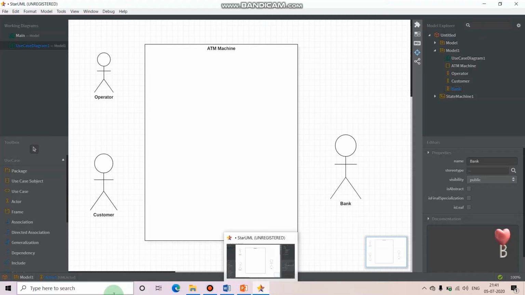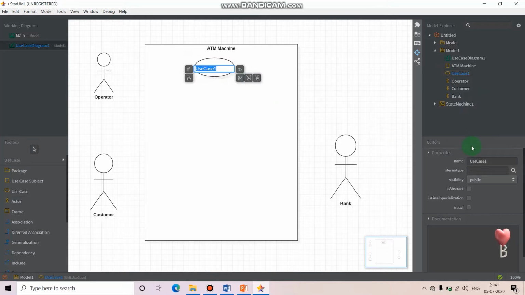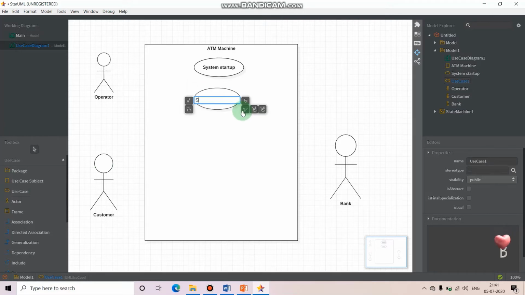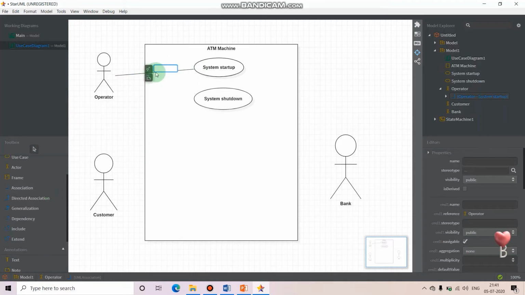As I've already told you, the operator is the one who will see to operations such as system shutdown and system startup. So we will select one use case in which we will write the operations, the functions. So here will be system startup. The other use case will be for system shutdown. And we have to use this association symbol. If you want to write something here, you can write that it maintains the system startup, etc.